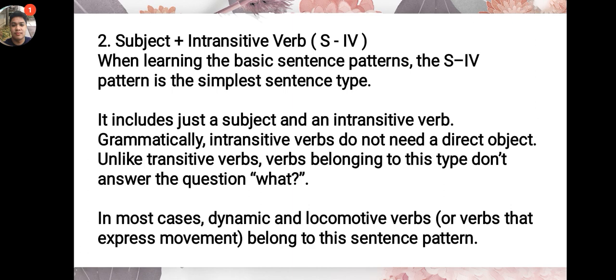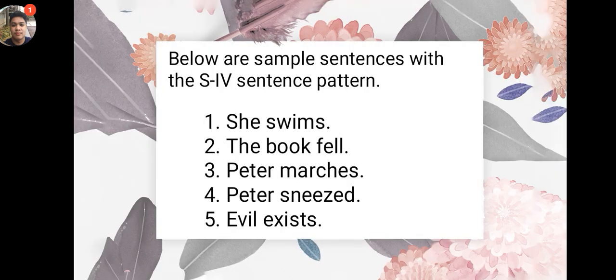When learning the basic sentence patterns, these are the simplest sentence type. It includes just the subject and an intransitive verb. Grammatically, intransitive verbs do not need a direct object. So unlike transitive verbs, verbs that belong to this type don't answer the question what. In most cases, dynamic and locomotive verbs, or verbs that express movement, belong to this sentence pattern. So we have an example.